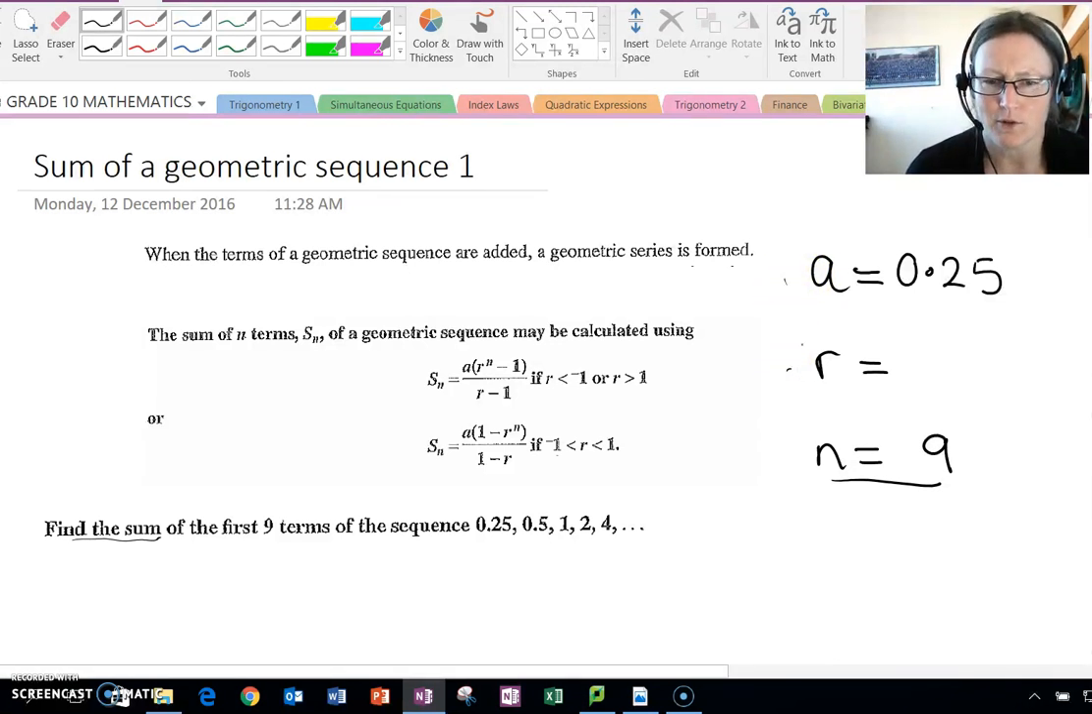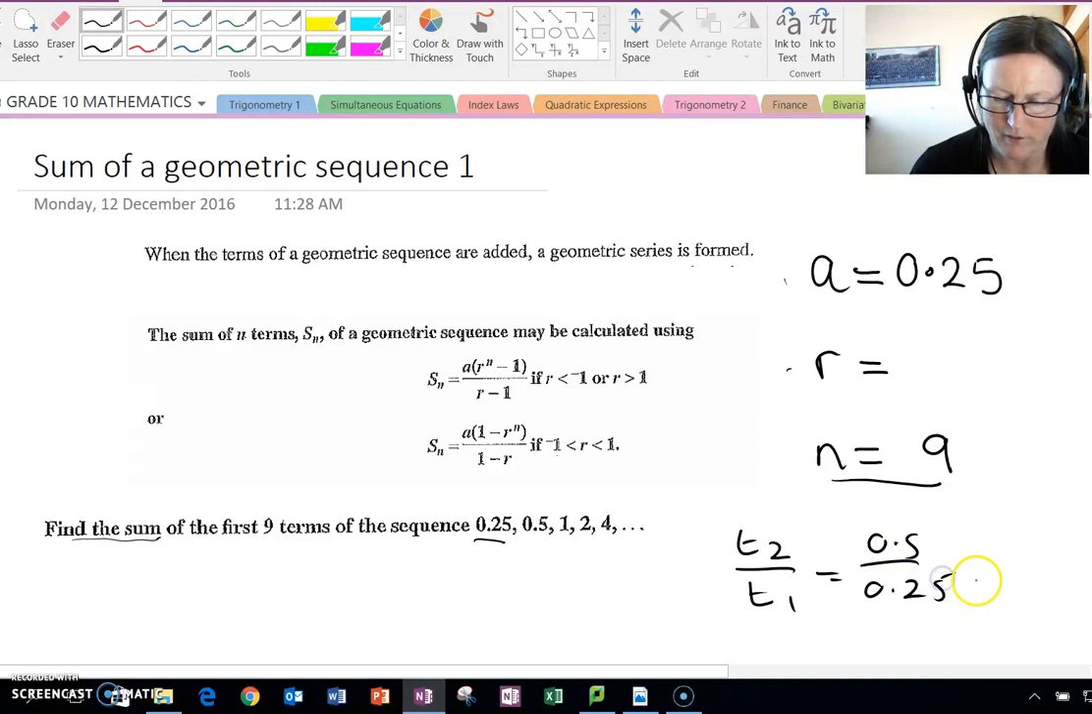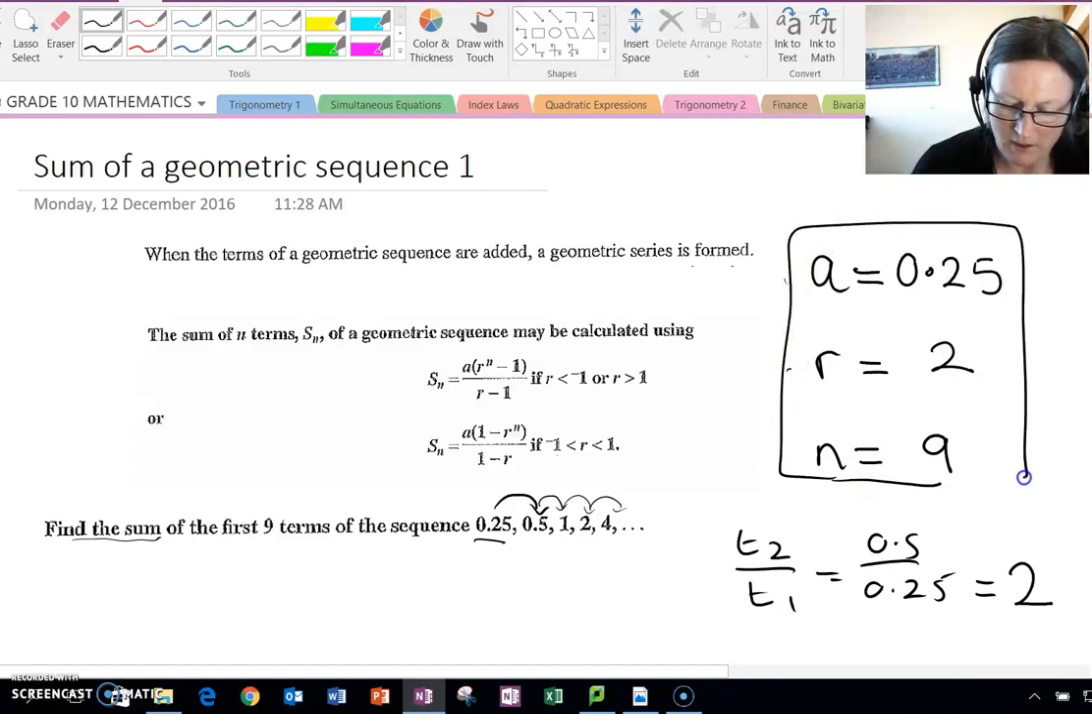Remember, a is the first term, which is 0.25. r is our common ratio. So if I get term 2 divided by term 1, in other words 0.5 divided by 0.25, my common ratio is 2. As I say, I only need to work out the ratio between two terms because we're told it's a geometric sequence, so we know that that ratio is going to be common. So that common ratio is 2. So that's the information that we need.